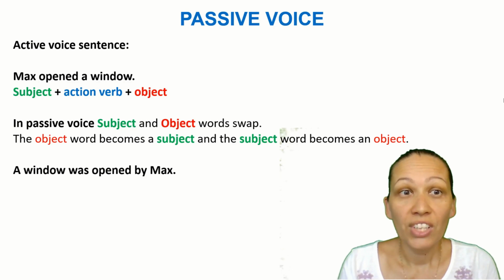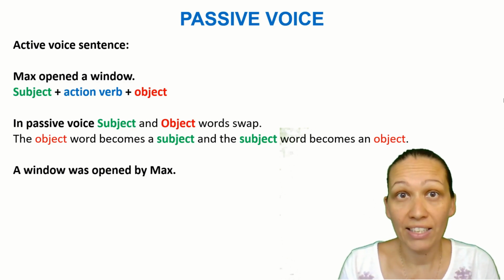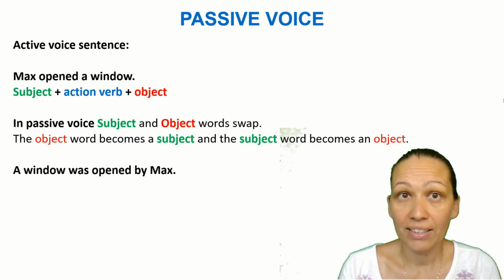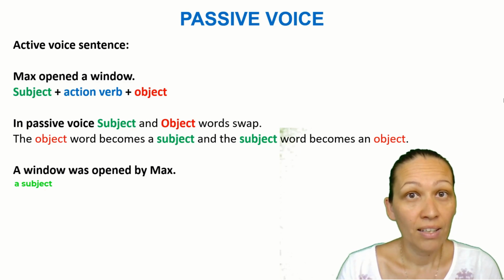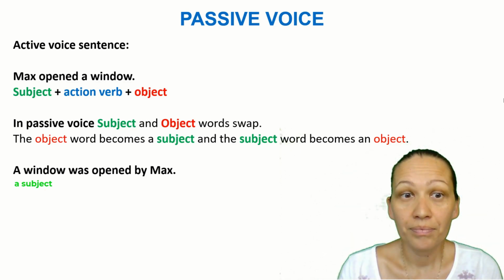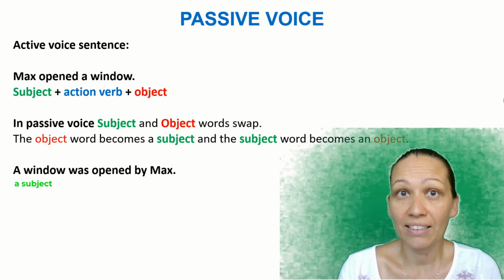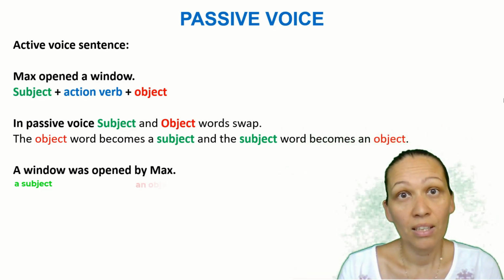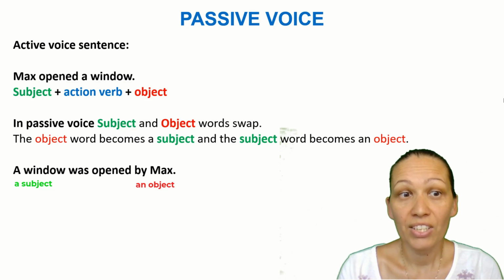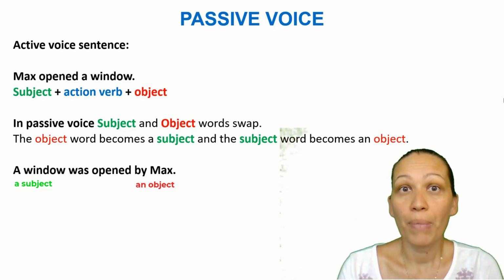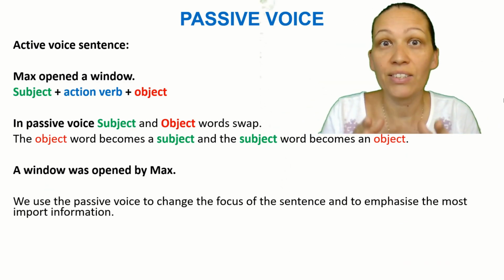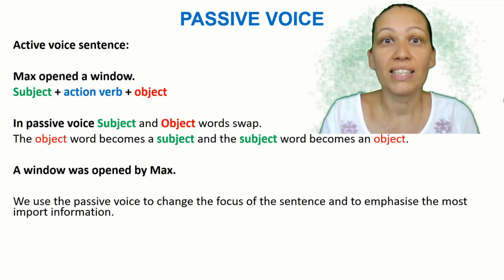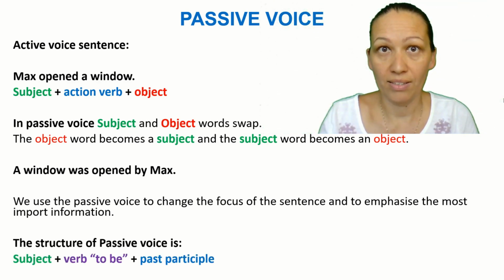A window, this word, it was the object of the first active voice sentence. In passive voice sentence, it becomes a subject and it comes first. Then we've got action verb and Max, which was the subject of the first sentence, now it becomes object. So a window was opened by Max. We use passive voice to change the focus of the sentence and to emphasize the information we want to tell, the most important information for us.